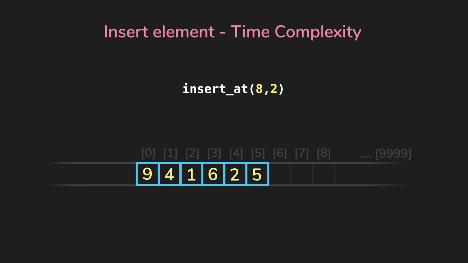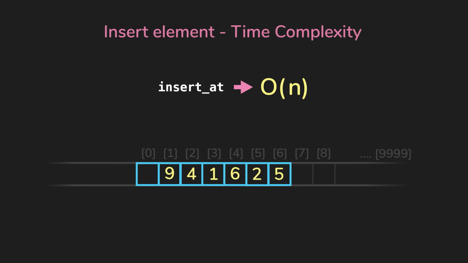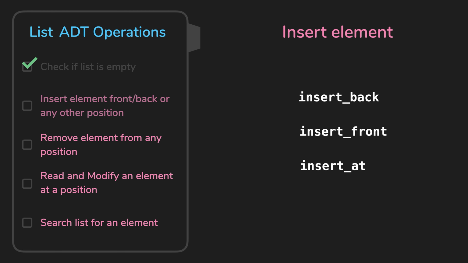All right, what about inserting at a specific position, like inserting an element 8 at position 2? Very similar to inserting in front, we just have to move all these elements from the back until position 2. And then we can add the element 8 in position 2. This is an O of n operation because in the worst case, you choose position 0. Okay, so far so good.